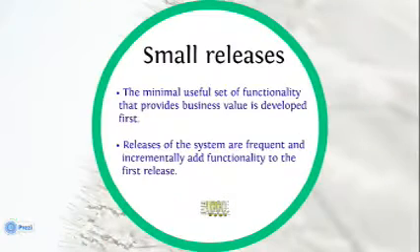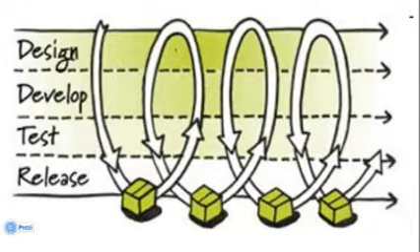Small releases. Once a task is chosen, the development team develops and releases a system with minimum functionality. The versions of the system are developed by adding functionality to the first release. The new versions of the system are delivered to the customer roughly every 2 weeks.